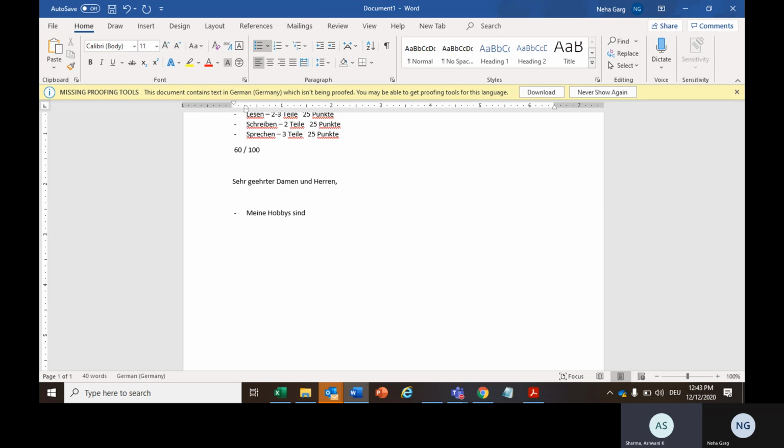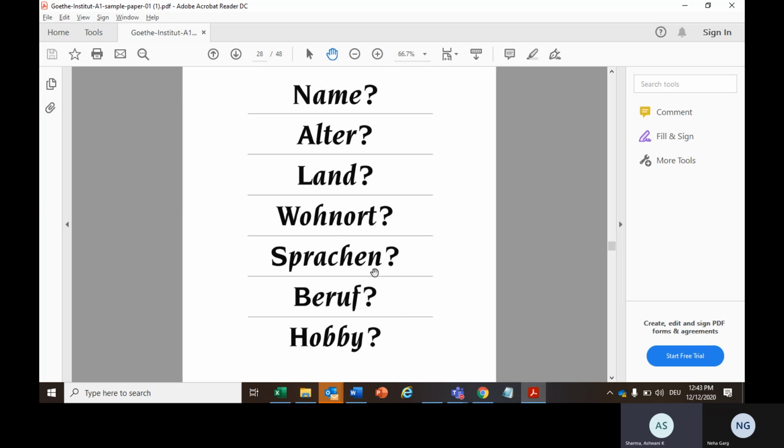Hobbies will remain hobbies, that is the English word. In English, you write it by removing the Y and putting IES: hobbies. In German, it's Y and S. So, meine Hobbys sind Reisen.